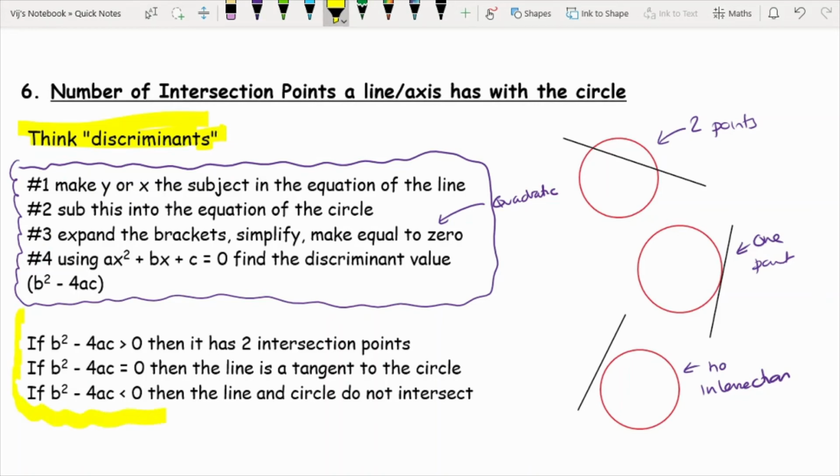It's not just good enough for you to say what the discriminant value is or to guess. You need to quote one of these 3 things to show or prove what it is. So once you've found the discriminant value, let's say the discriminant value was 6, then you would say as b squared minus 4ac is greater than 0, the line intercepts the circle at 2 points. If let's say it was, I don't know, minus 13, then we'd say as b squared minus 4ac is less than 0, the line and the circle do not intersect. And likewise, if it was equal to 0, the line would therefore be a tangent.